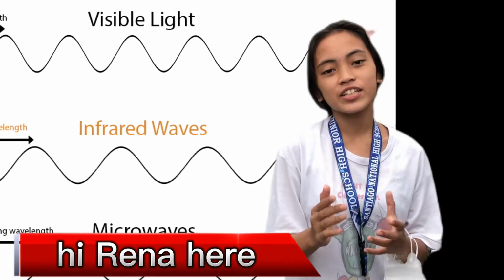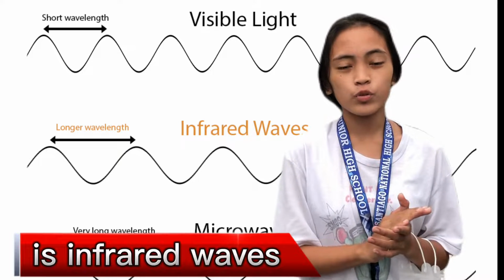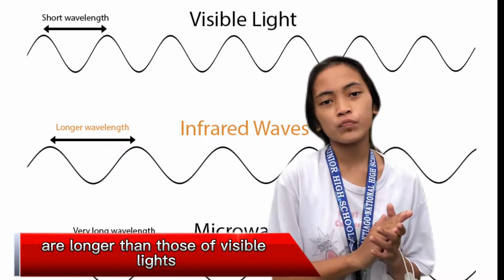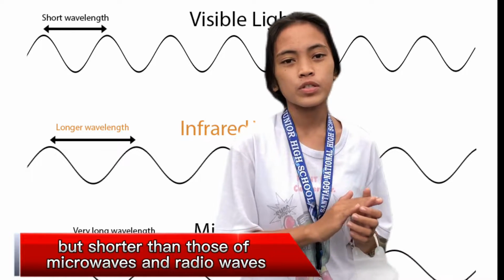Hi, Rina here. The third wave of the electromagnetic spectrum is infrared waves. The wavelength of the infrared waves are longer than those of visible light, but shorter than those of microwaves and radio waves. Ready to know more about it?